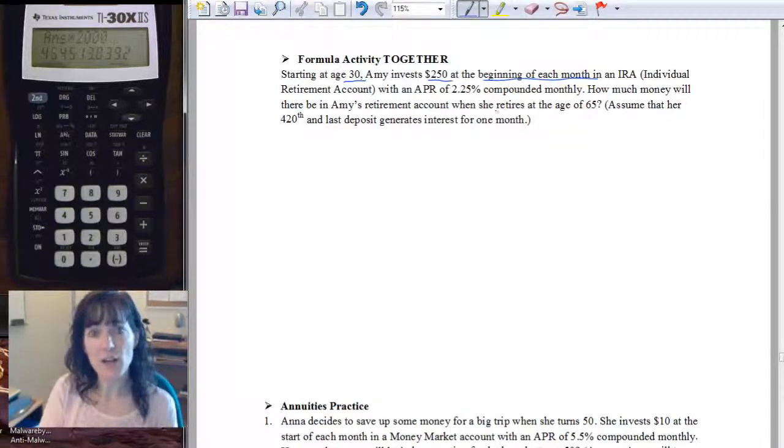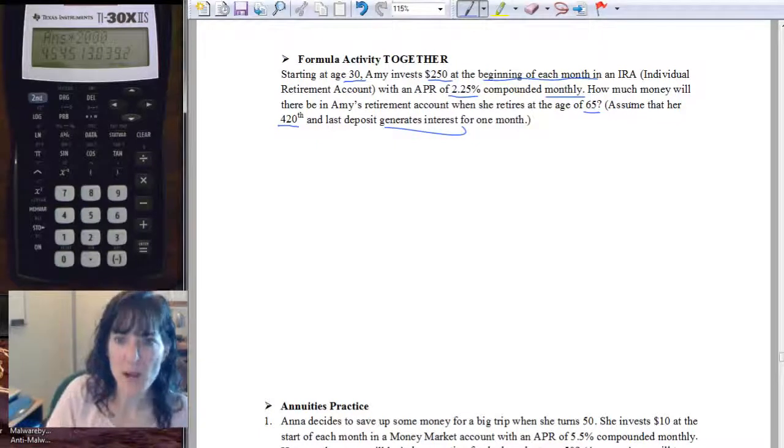She's using an IRA as well. Her interest rate is 2.25% compounded monthly. How much money will there be in Amy's retirement account when she retires at the age of 65? And now look at this. Assume that her 420th and last deposit generates interest for 1 month. So it does say generates interest, which I suspected because she's putting her money in at the beginning of the month. So this one we'll have to use the expanded form of the formula.